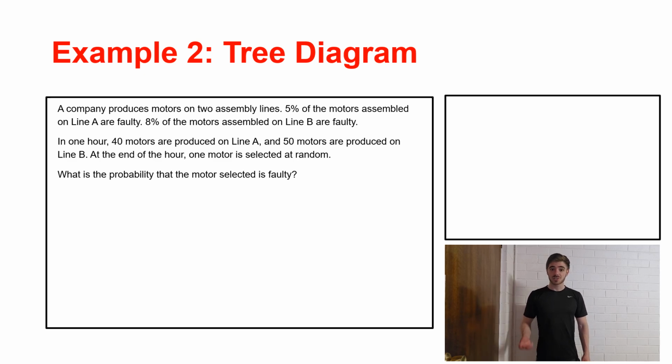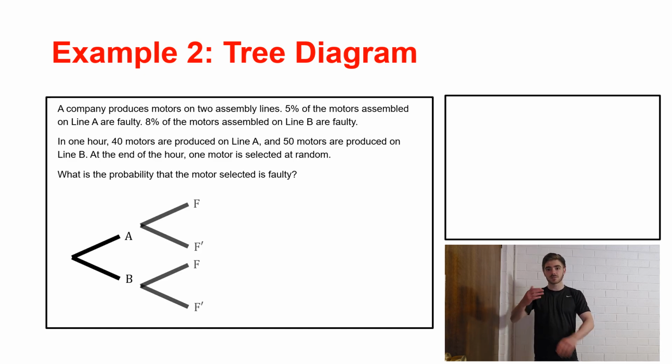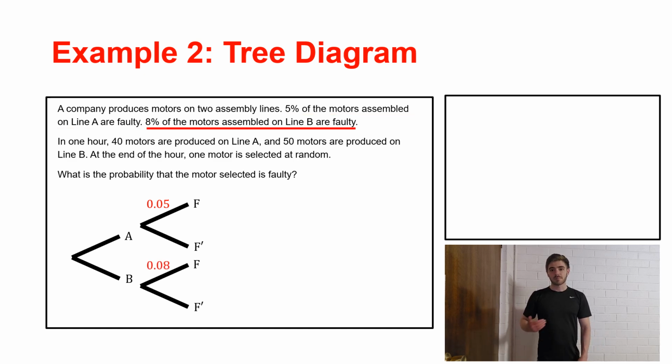With that in mind, we'll start our tree diagram with the production lines and then branch off into faulty or not faulty. All we're going to do from here is fill in some of the probabilities. For us, we're told the failure rates. A 5% failure rate is going to go to the line A motors, and an 8% failure rate is going to go to the line B motors.